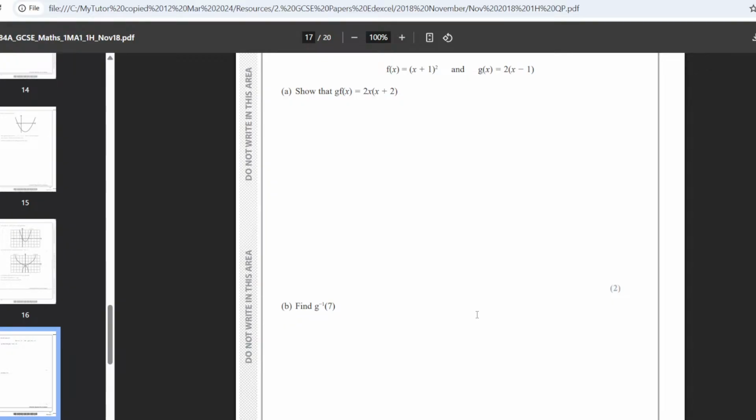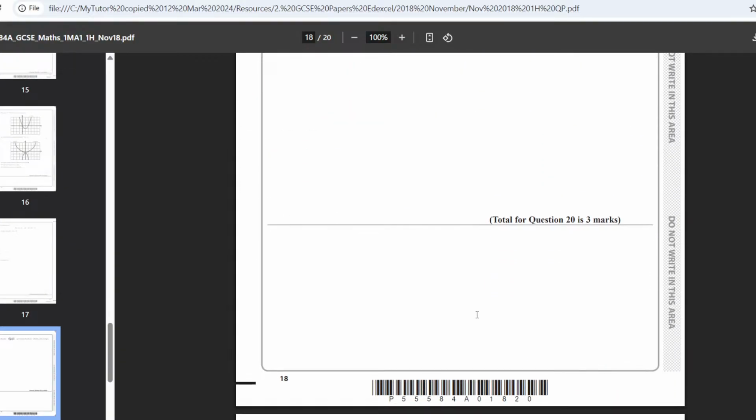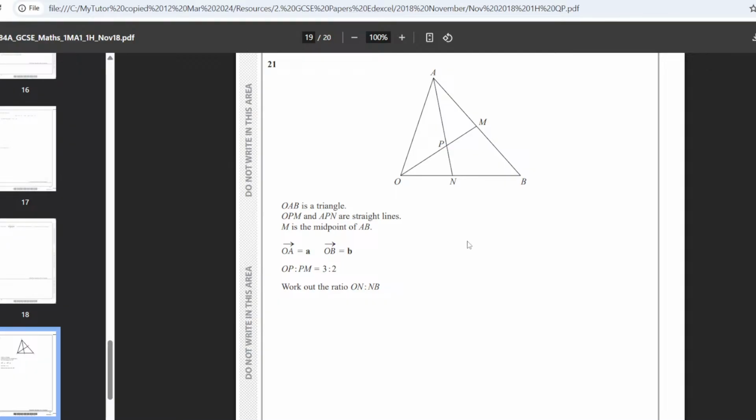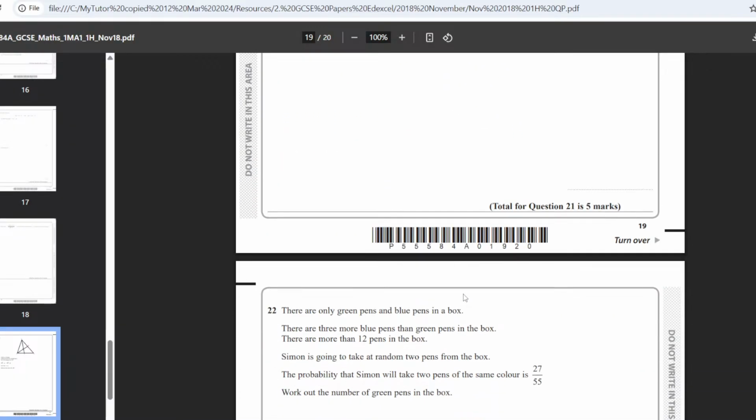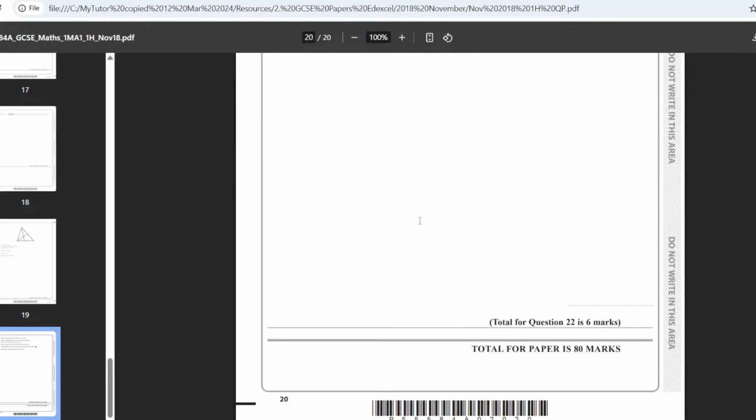You've got functions. Functions tends to come up a lot on non-calculator. Surds, obviously, again, another topic that comes up a lot. And they've got a vectors question at the end. And then, actually, I've been through this question quite a few times, but there's a probability question there. That's 6 marks at the end. That's the paper. Yeah, that's the November one.